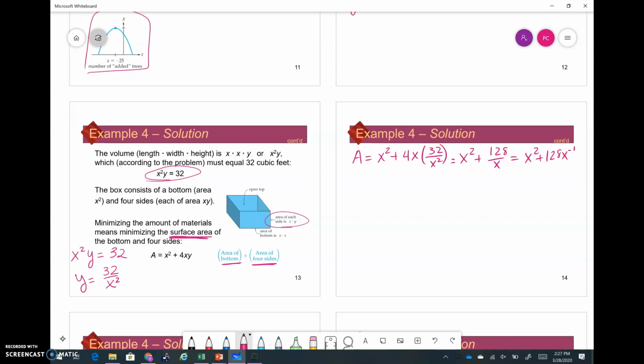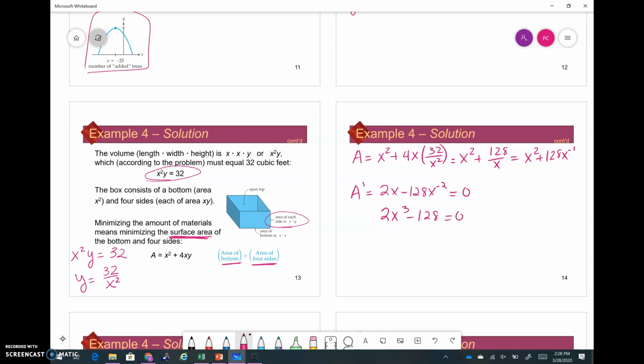So we want to take the derivative. A prime would end up giving us 2x minus 128 x to the negative 2. If we set this equal to 0, we can multiply by x squared on both sides, and that would give us 2x cubed minus 128 equal to 0.